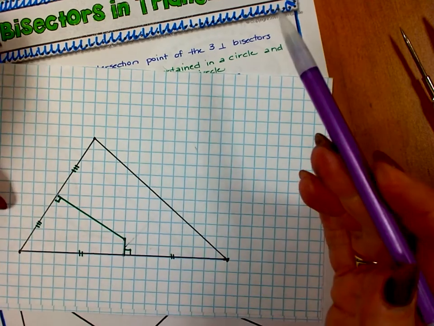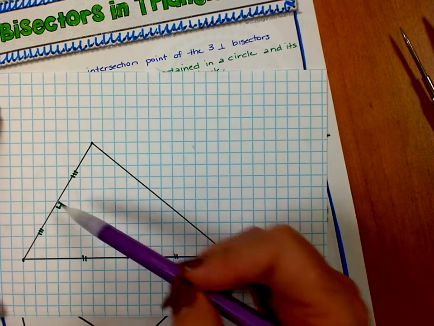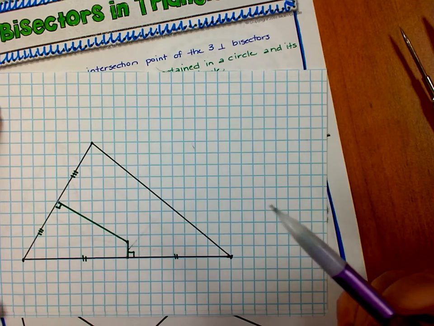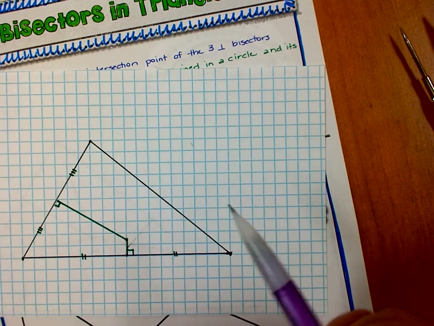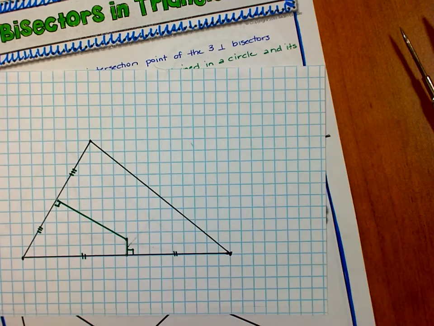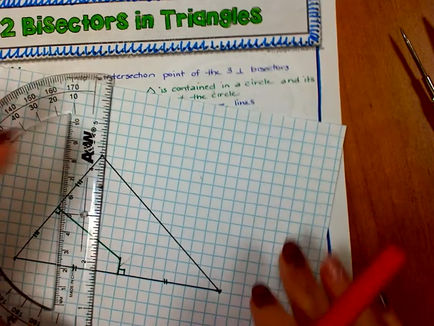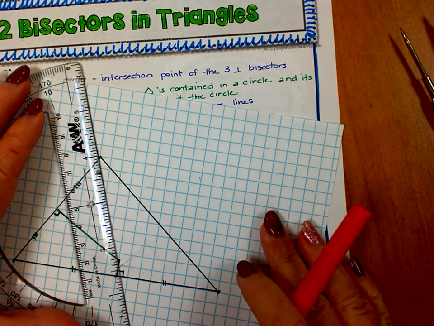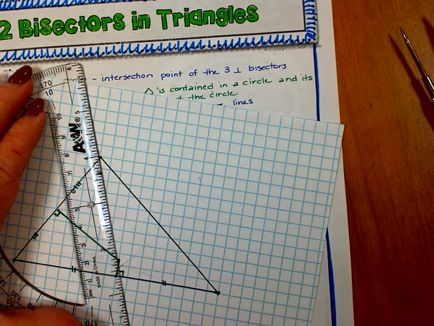All right, now we have a special relationship between the circumcenter and the rest of the triangle. It turns out that if we draw lines to connect the circumcenter to the vertices, we will have congruent line segments.